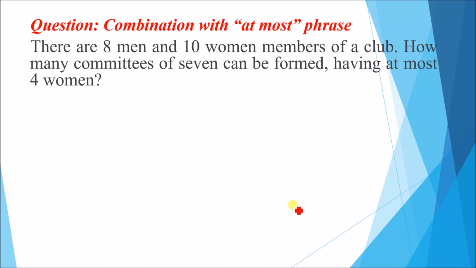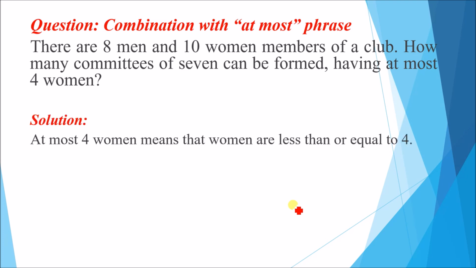And what if our problem has the phrase at most? Pag sa translation yan, pinakamataas na yung numero na pwede nating buuin kapag may salitang at most before the number itself. So, kapag ganyan yung mangyari, at most 4 women, ibig sabihin, kasi sabi dito, there are 8 men and 10 women at a certain club.